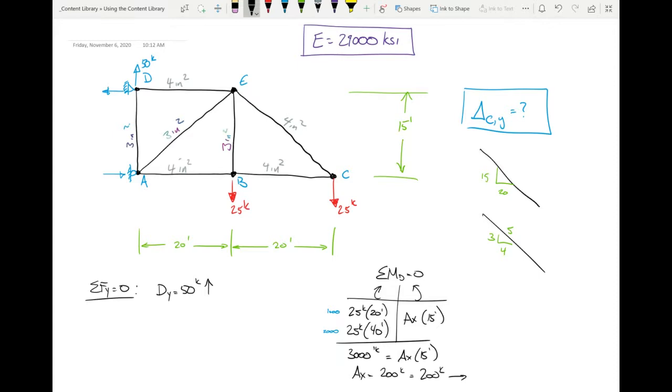Hold on. Let's see. 25 times 20. Oh no, I know what I did wrong. My mental math is suffering. This is 500. This is 1,000. So that's 1,500. And 1,500 divided by 15, that's 100. That sounds better.